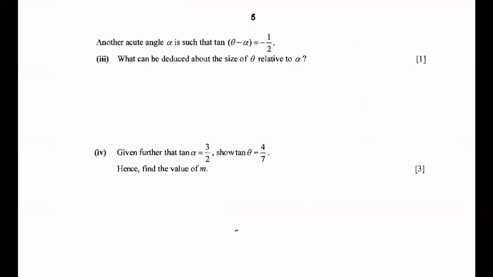Okay, we'll see part 3 now. This one really tests your understanding. You have now another acute angle alpha such that tangent of theta minus alpha equals negative half. What can be deduced about the size of theta relative to alpha? Oh my gosh.